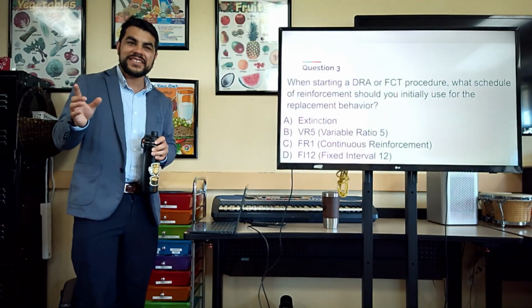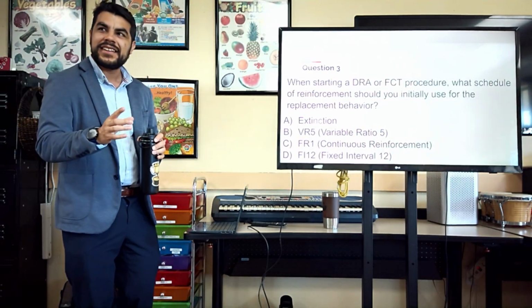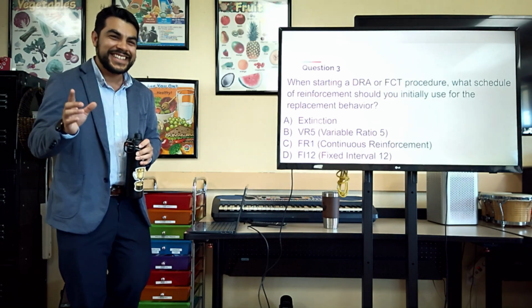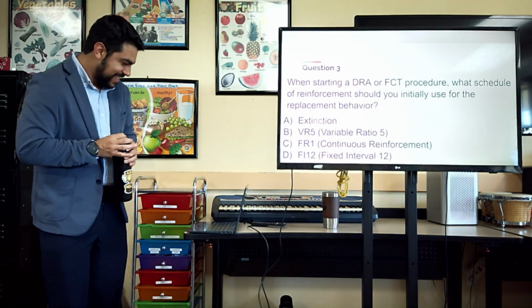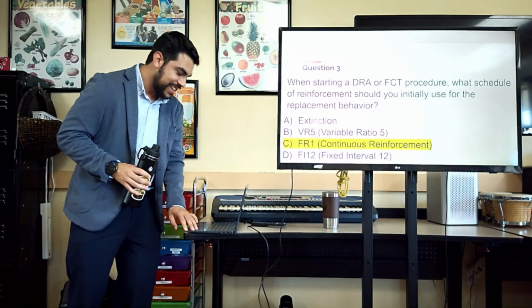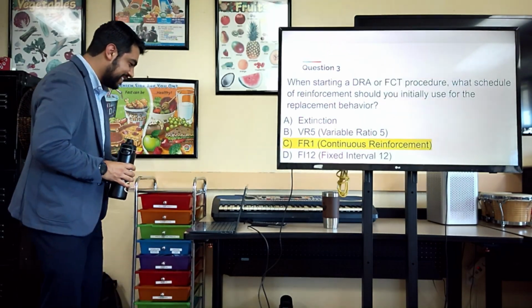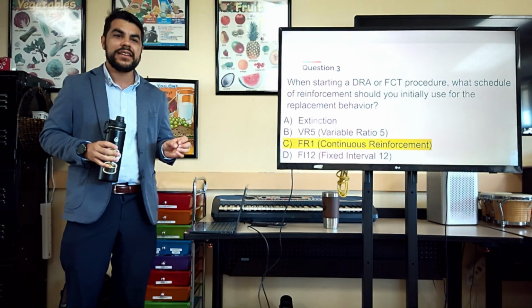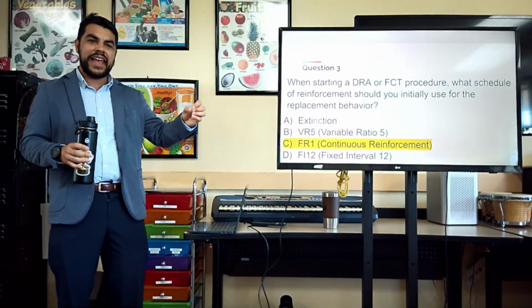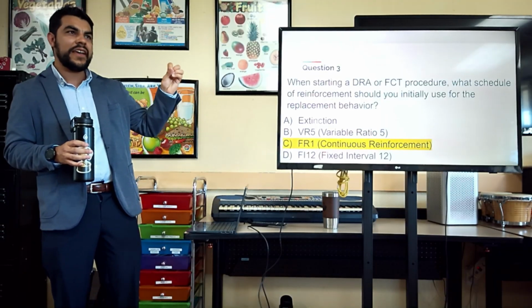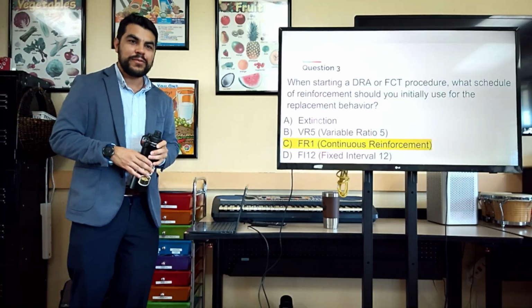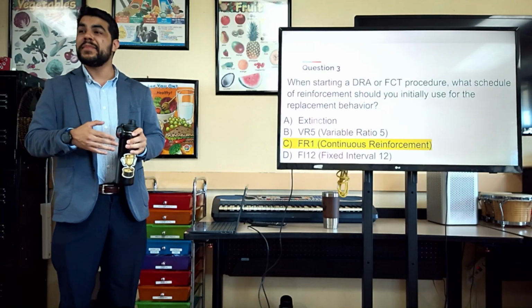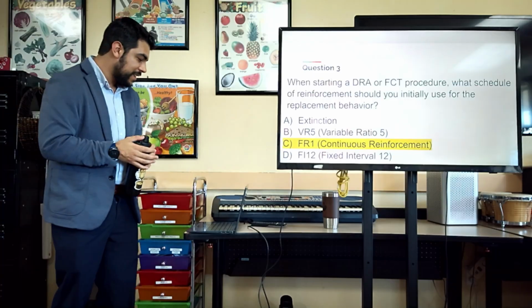Oh, I think I heard the right answer. I heard C. Let's see. It is C. Yeah, good. Extinction is not what we want to do. That means FR0, FI0. We want to reinforce it. If we're completely ignoring it, then it's not going to get reinforced.